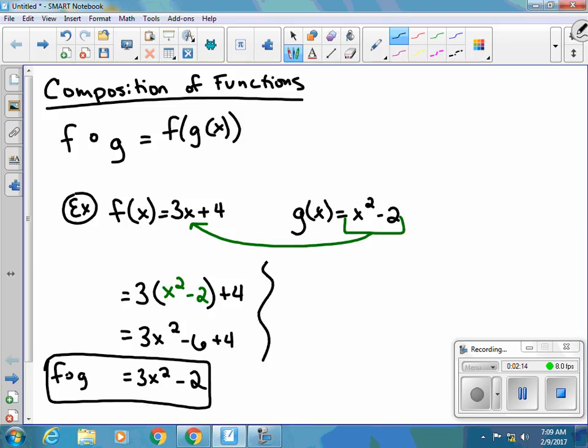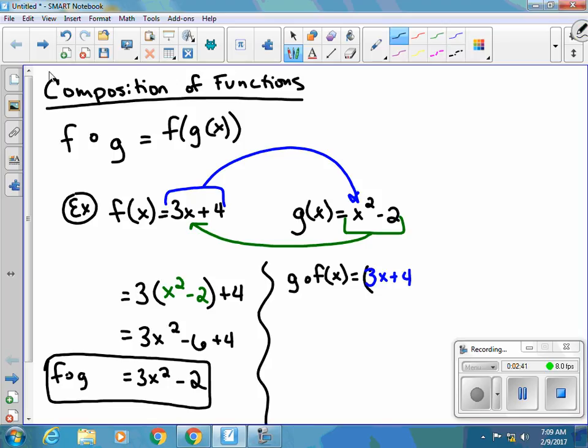So let's say that we do go the other way and I want the composition of g of f. So now this 3x plus 4 gets moved into this x spot. So now we have 3x plus 4 in parentheses squared minus 2.